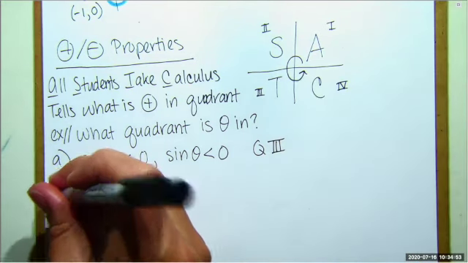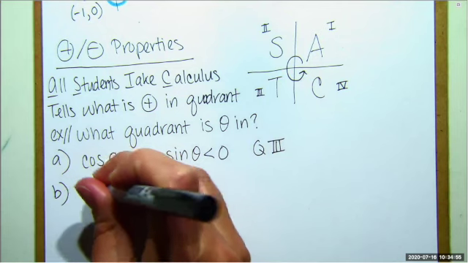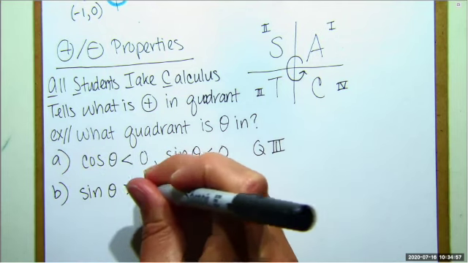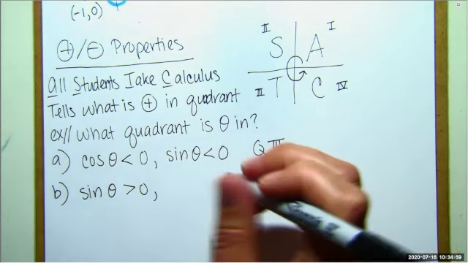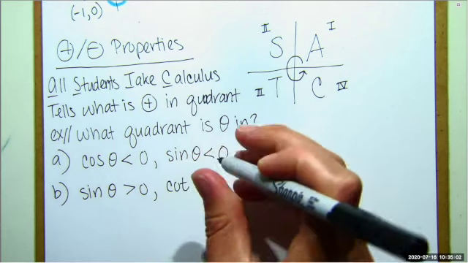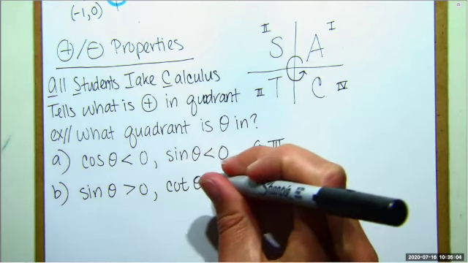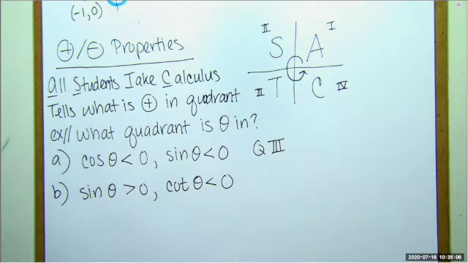Let's do 2 more really quickly. How about where sine is positive and cotangent is negative? So take a second to think about that. Now remember, cotangent is a reciprocal function, so you have to think about the letters for tangent. All right, what do you guys think? Where is sine positive and cotangent negative? What quadrant? 2, good.